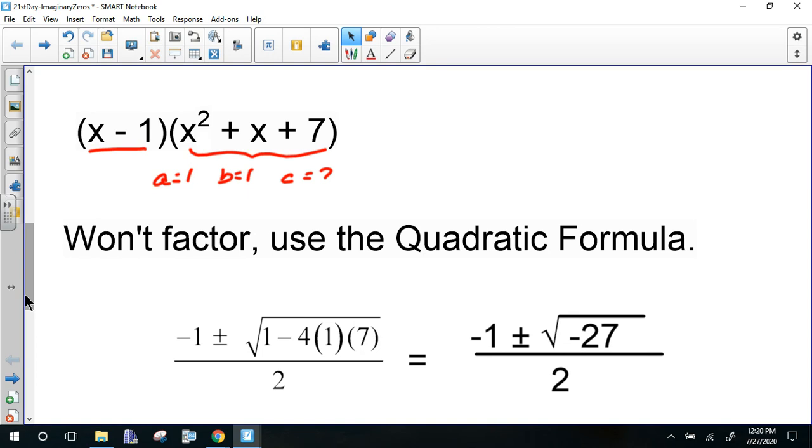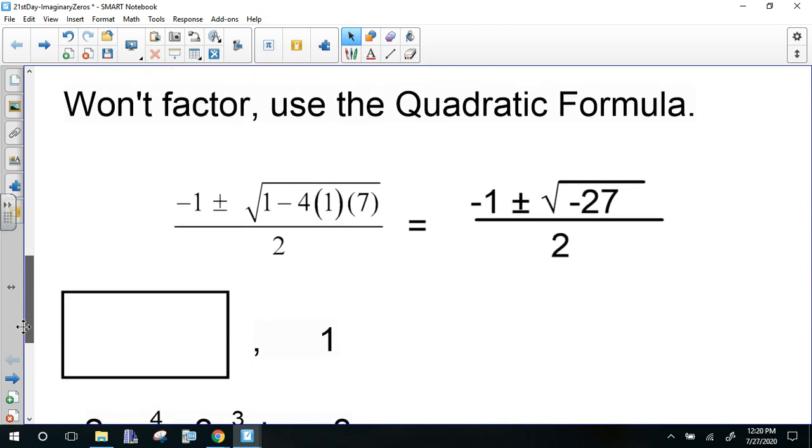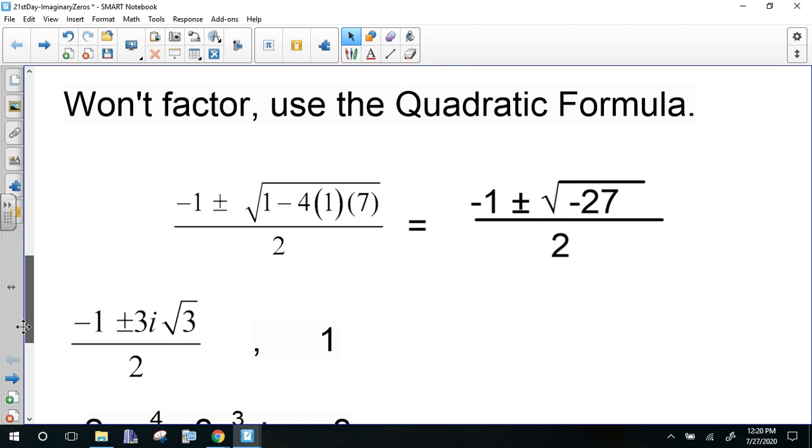And lo and behold, I end up with a negative under the radical. That makes it imaginary, so I've got to put an i out front. And I need to simplify the radical. So let me run through it with you here. Put an i out front.